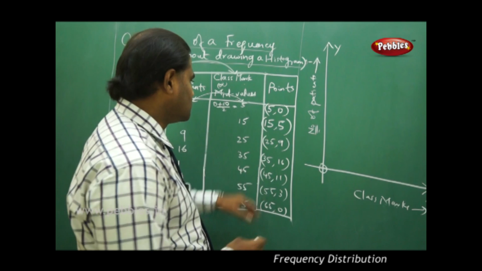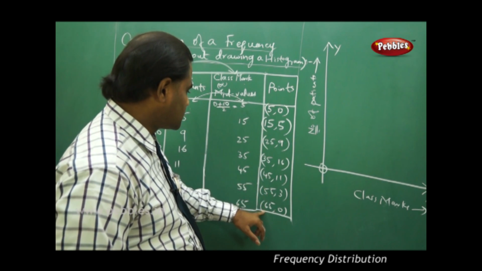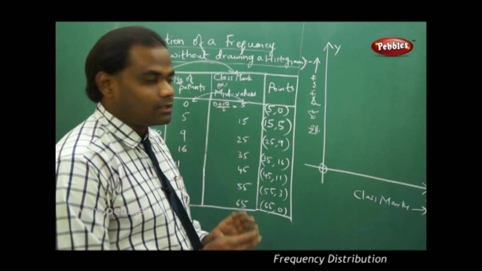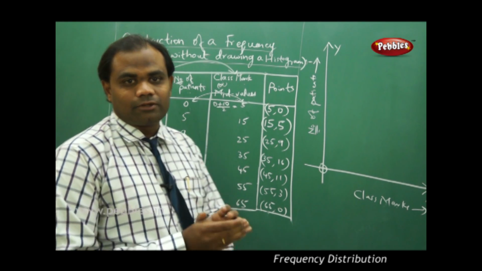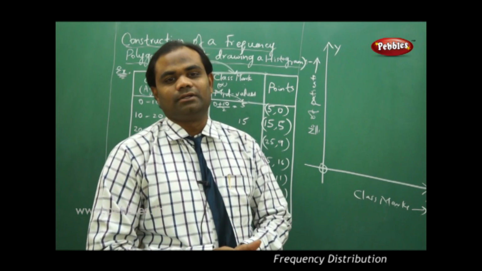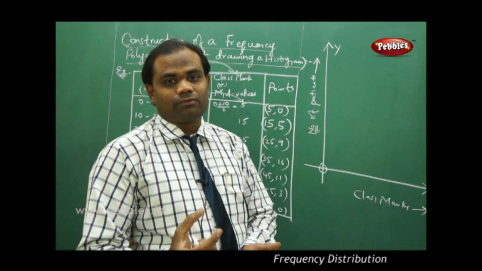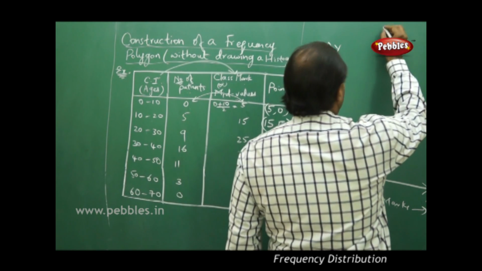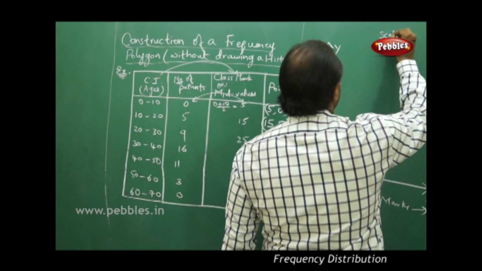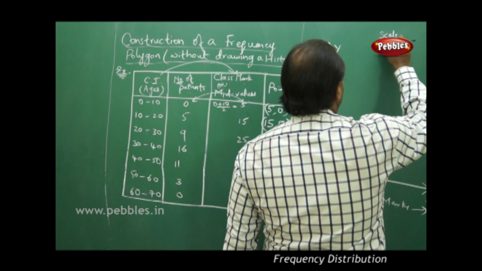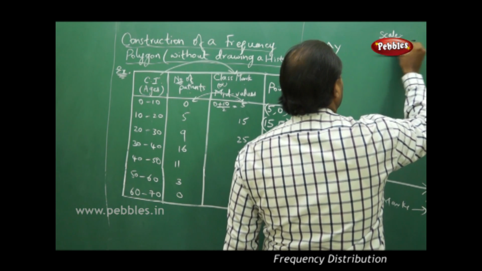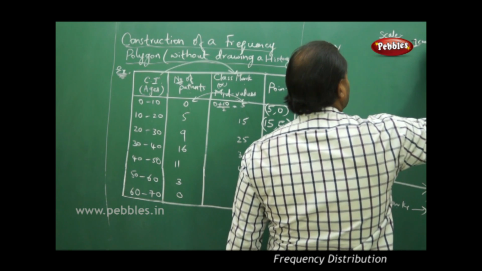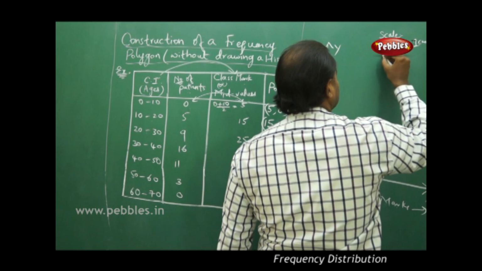So let's see what is the least x coordinate and what is the highest x coordinate, clearly understood with 5 and 65. So I take a range of 10, 20, 30, 40, 50, 60 and 70 with the scale of 1 centimeter equal to 10 units on the x-axis. So comfortably my scale on the x-axis is 1 centimeter equal to 10 units.